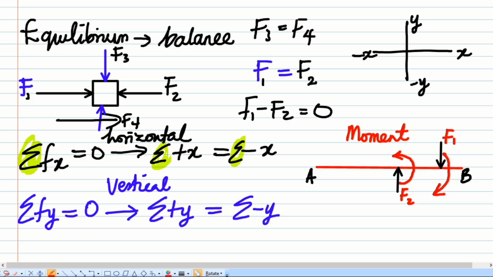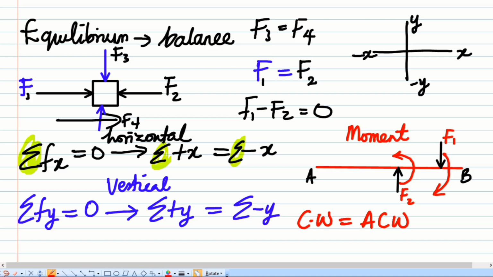Now, this meter rule will remain in a state of equilibrium if the clockwise moment is equal to the anti-clockwise moment. Of course, it makes sense. If the amount of moment in the clockwise direction is equal to the amount of moment in the anti-clockwise direction, they're going to cancel each other, and this beam will remain stable, not moving. So it's going to be in equilibrium.